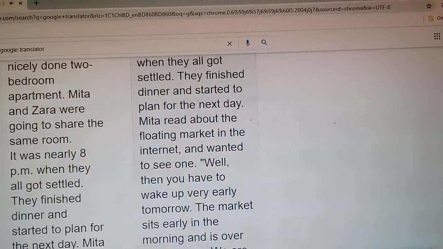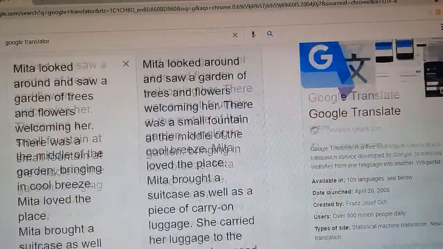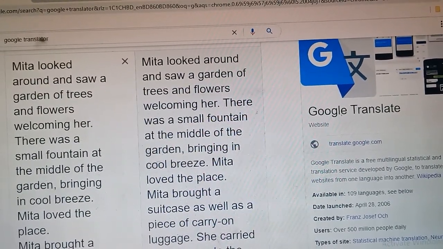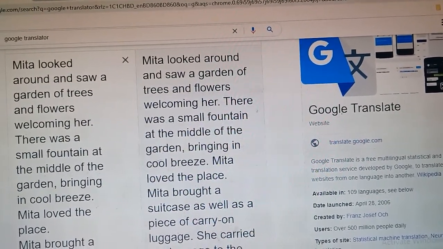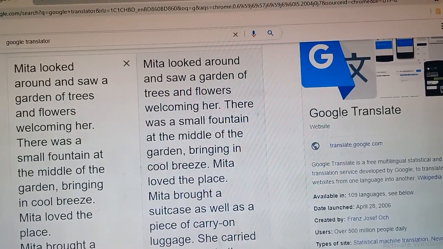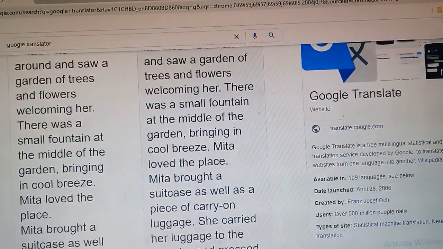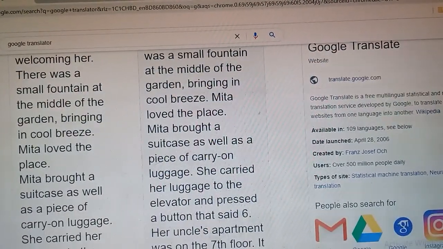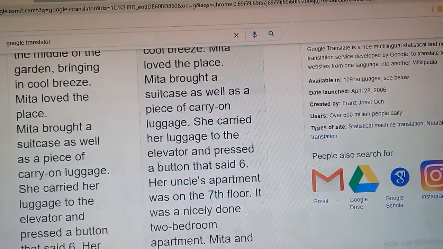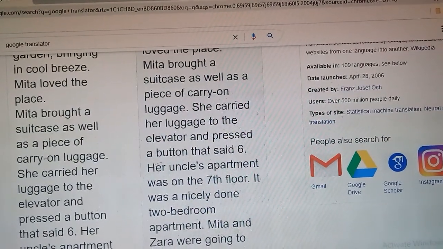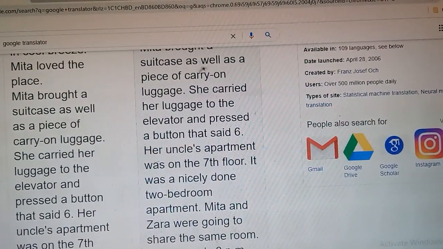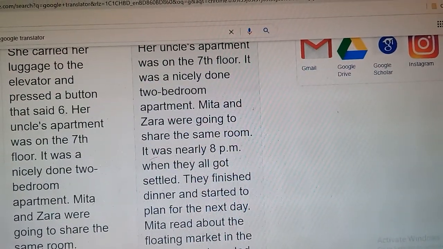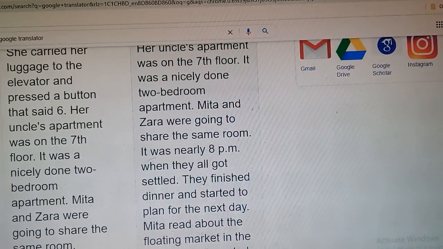Mita looked around and saw a garden of trees and flowers welcoming her. There was a small fountain in the middle of the garden, bringing in a cool breeze. Mita loved the place. Mita brought a suitcase as well as a piece of carry-on luggage. She carried her luggage to the elevator and pressed a button that said 6. Her uncle's apartment was on the 7th floor. It was a nicely done 2-bedroom apartment. Mita and Zara were going to share the same room.